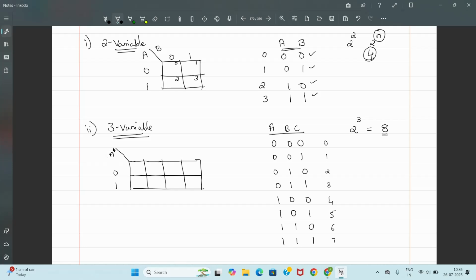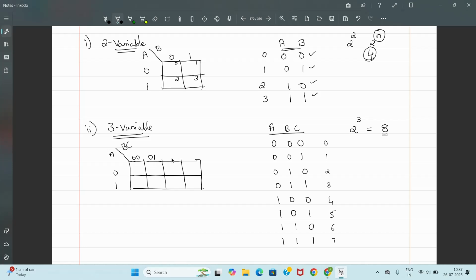Okay, so I've kept one variable here, which can take either a 0 or a 1. The remaining two variables I'll put on the column side. When you have two variables, it can take four possible combinations. That is, your B and C can be 0, 0, 0, 1, 1, 0, or 1, 1. So if you have two variables, four possibilities are there. I'll write the possibility 0, 0. It can be 0, 1.